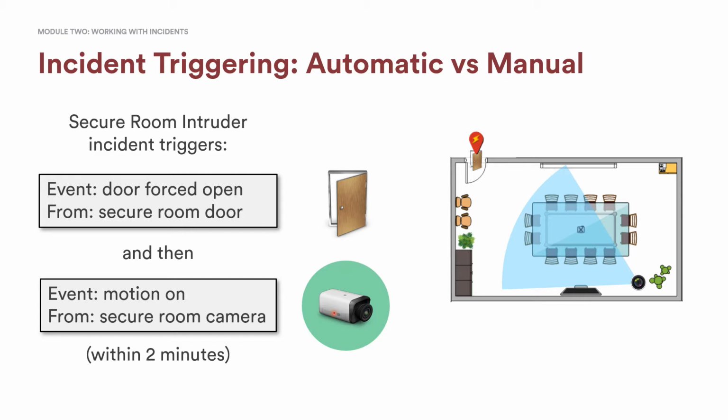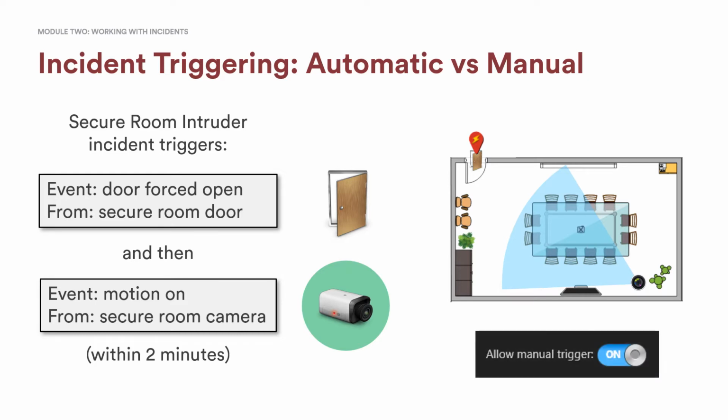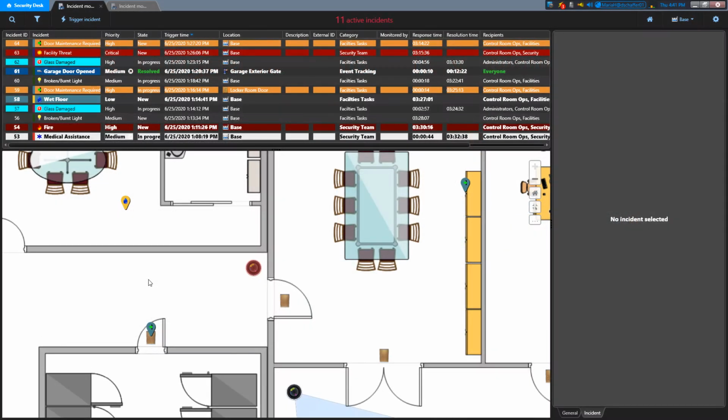We can also tell Mission Control that we would like people to be able to trigger the incident manually as well, in case the door is not forced open or the camera view has been obscured. We have a switch in the incident configuration to allow users to trigger incidents manually. There are several ways to manually trigger an incident.